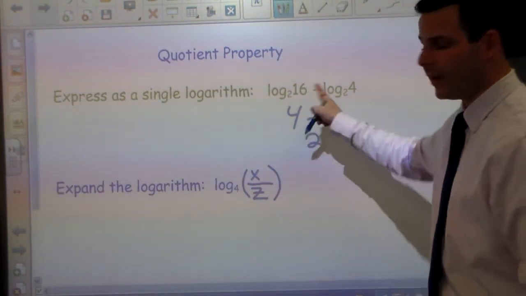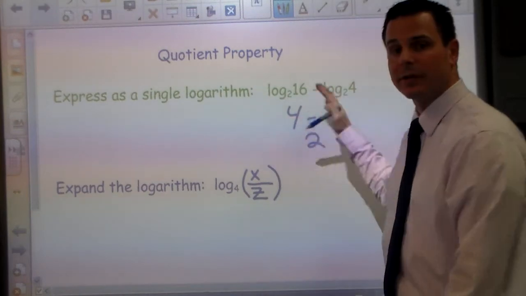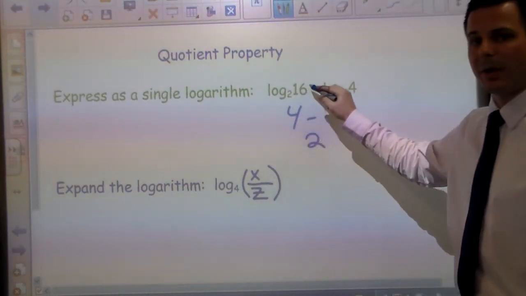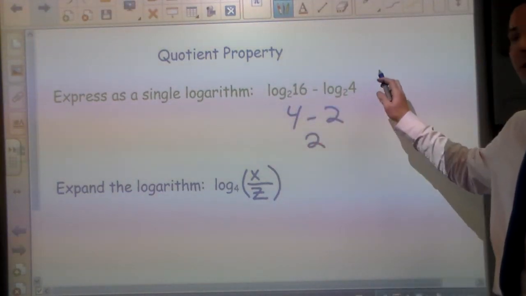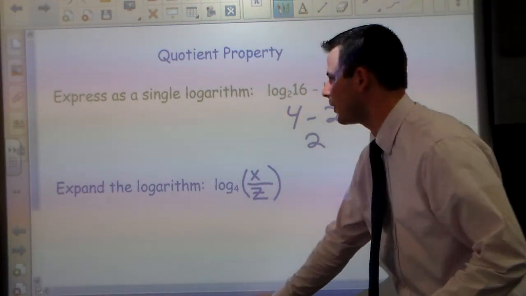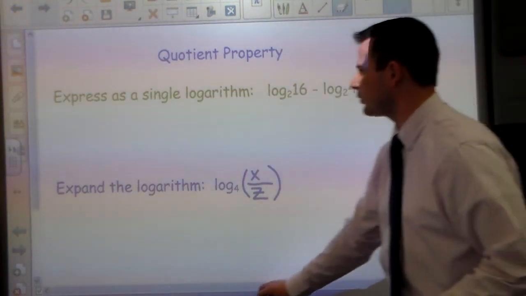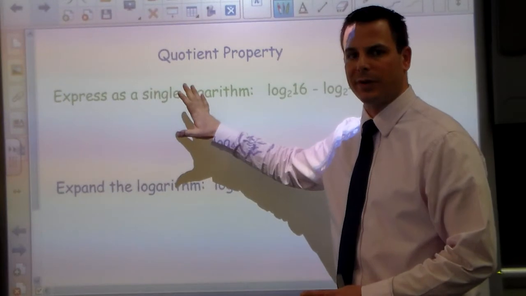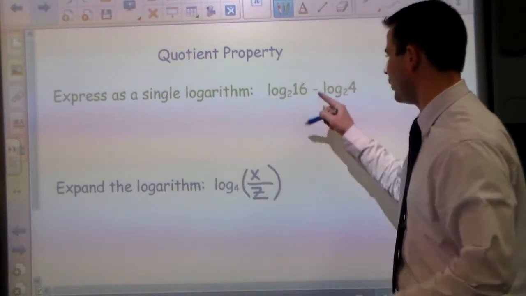Same exact thing. We didn't even have to apply properties of logs to clean this thing up, because we knew 2 to what power is 16, and we knew 2 to what power is 4, and we could just combine those terms. However, the direction is here to ask, express it as a single logarithm. So that's exactly what we're going to do.